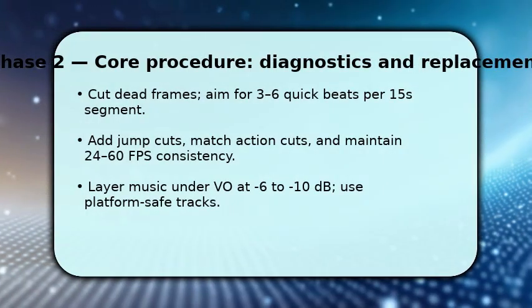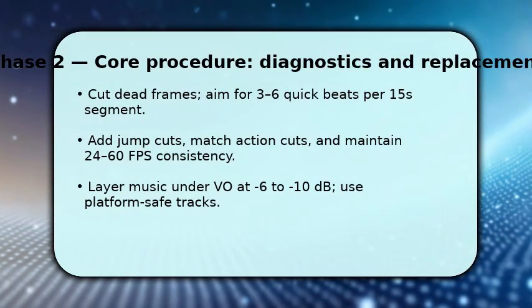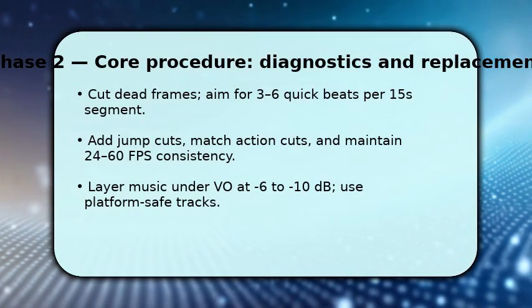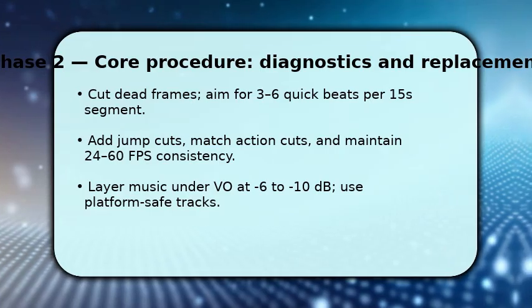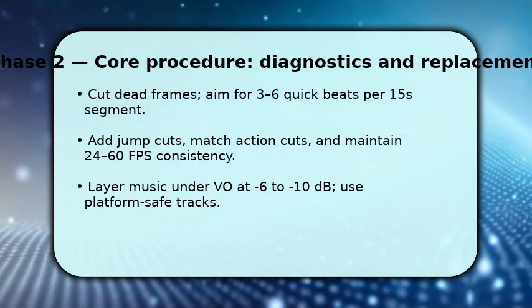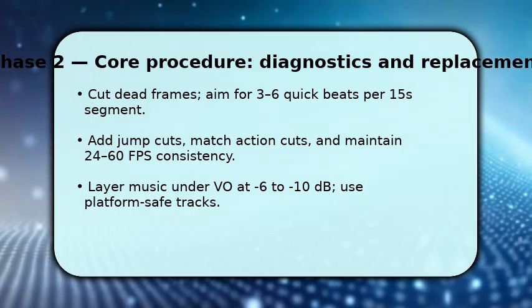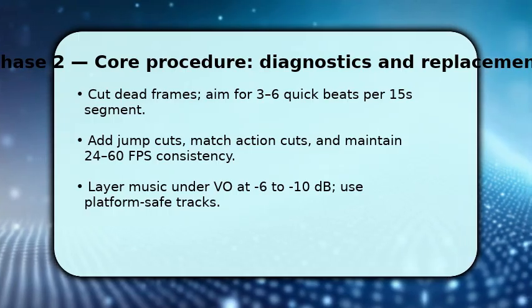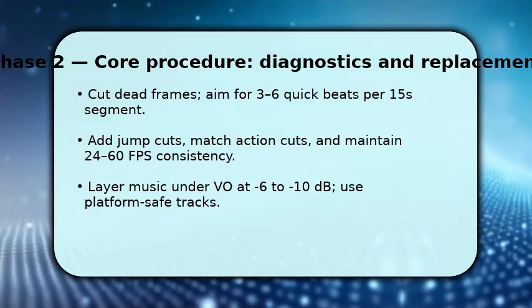Now refine pacing and storytelling. Remove pauses and dead frames, then structure the clip with 3 to 6 quick beats so viewers perceive momentum. Make cuts on action and match motion to avoid jarring jumps, and keep frame rate consistent between 24 and 60 frames per second to prevent playback hiccups.